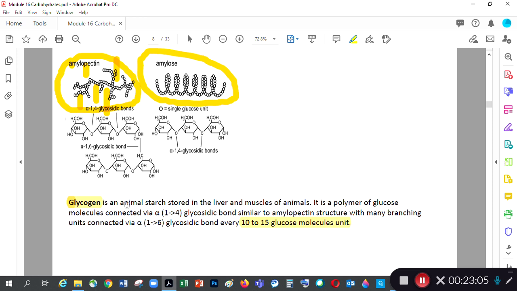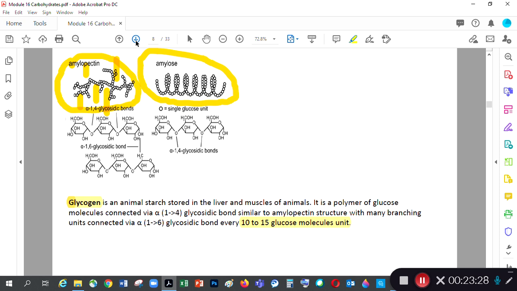And glycogen is found in animals, correct, in the liver. And amylopectin is in the plants. So those are the two differences: the branching is very frequent in amylopectin and less frequent in glycogen. Amylopectin in plants, glycogen in animals, correct?